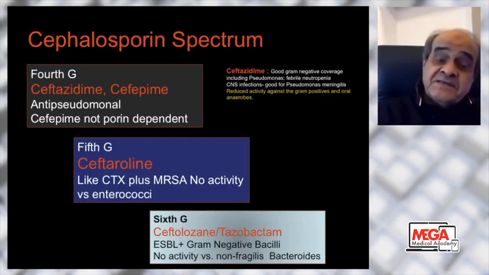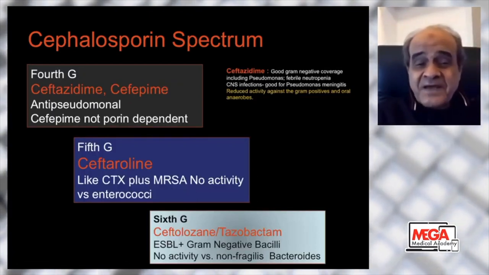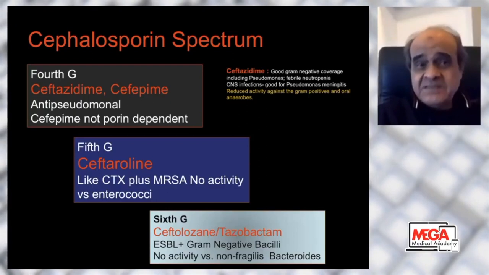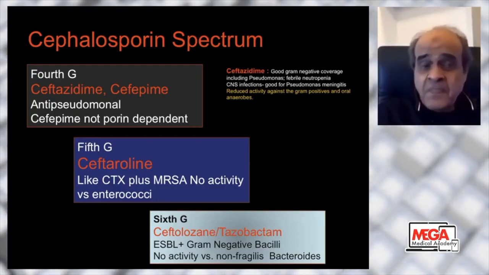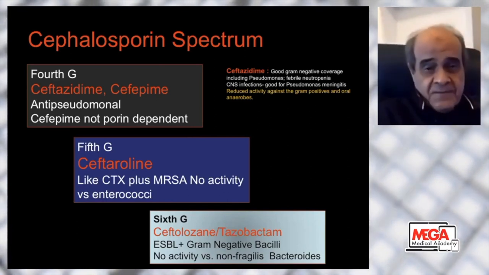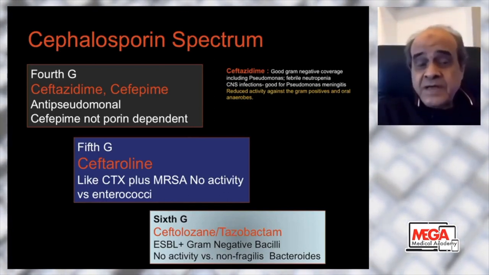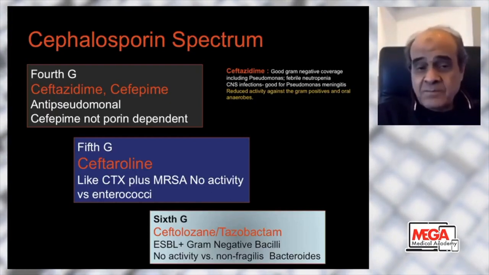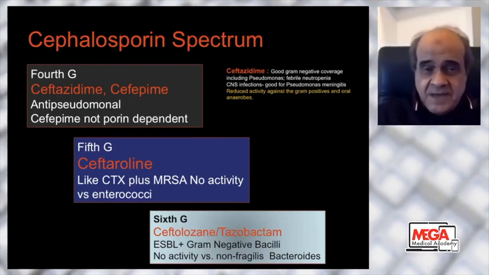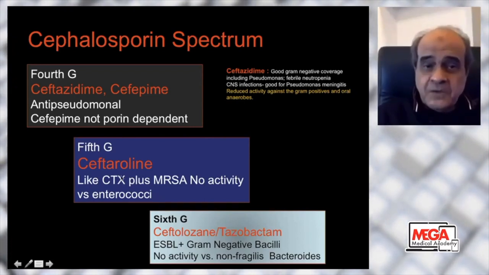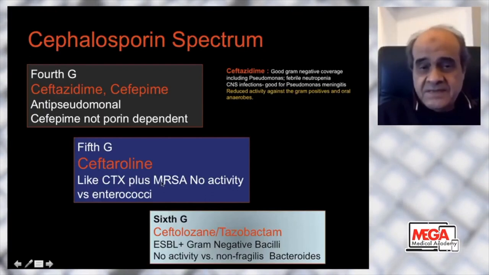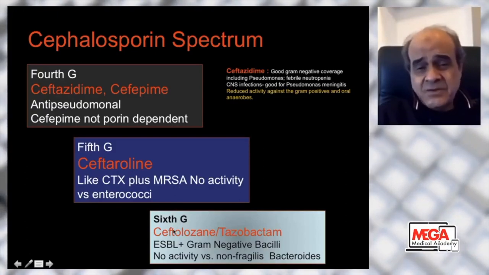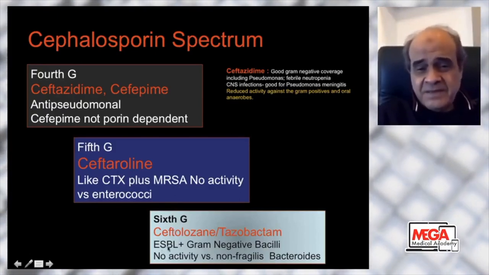Fourth generation has ceftazidime and cefepime, and here starts the efficacy of cephalosporins against anti-pseudomonal infection. Cefepime and ceftazidime are effective against gram-negative and also anti-pseudomonal at the same time. Fifth generation, ceftaroline, is the only cephalosporin drug which can be used for MRSA, methicillin-resistant Staph aureus. Sixth and seventh generations are really for multi-resistant organisms.